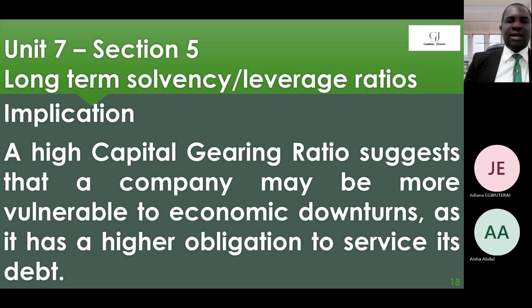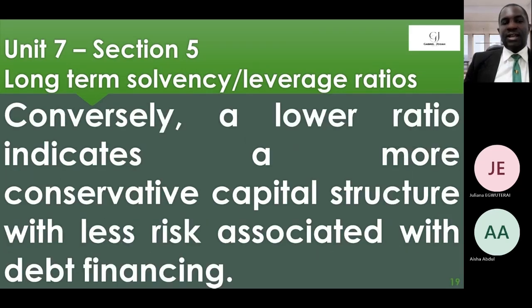So if economic downturns affect the company, that would be to its disadvantage, and that's the implication of a high gearing ratio. While a low one indicates a more conservative capital structure, like we saw in the case of Kabir, with less risk associated with debt financing.